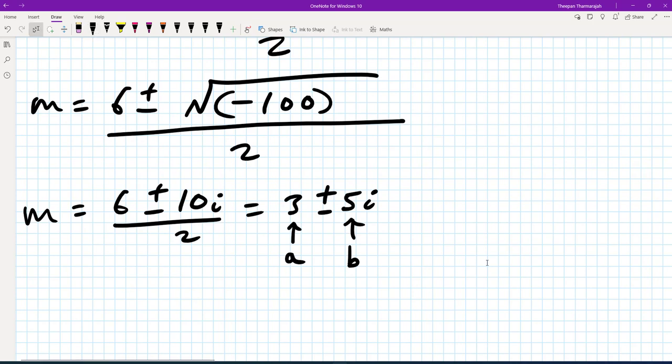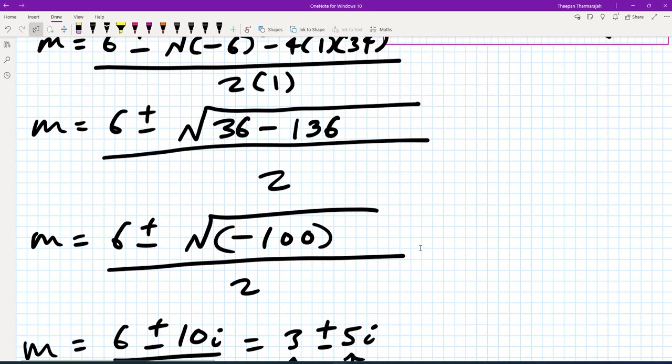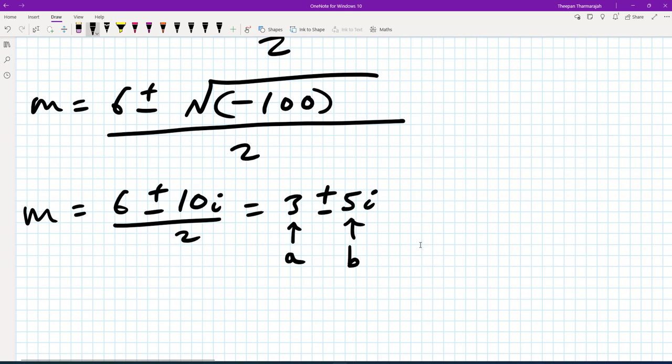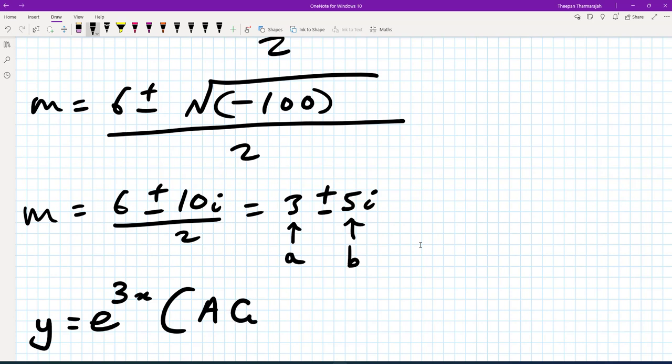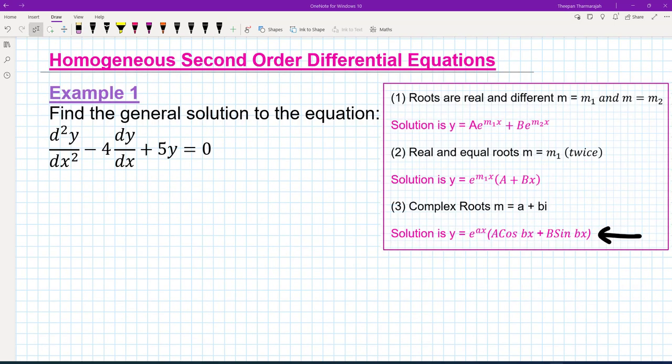If we go to our table, we now have our solution in this form. We're going to write it as y equals e to the ax, which is 3x, times (a cos 5x, because that's b, plus b sin 5x), and that will be our solution.